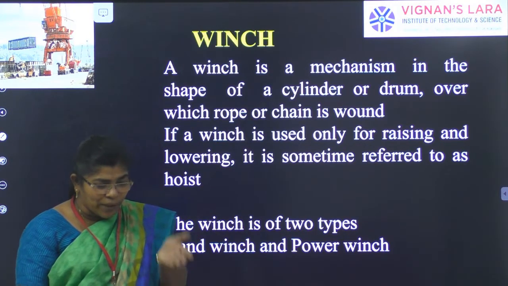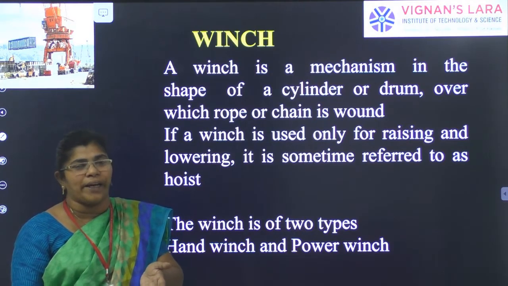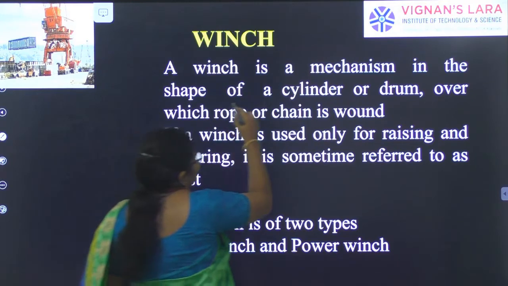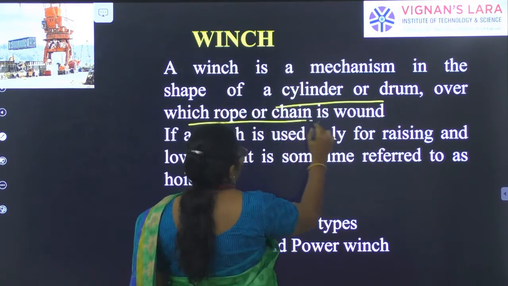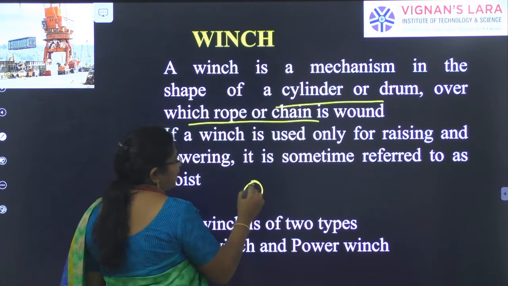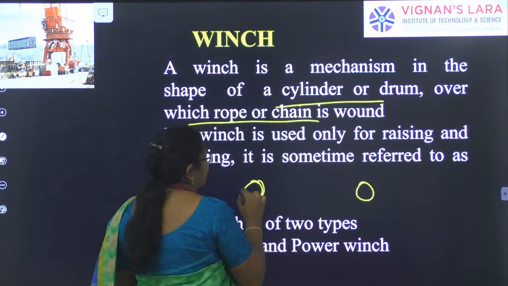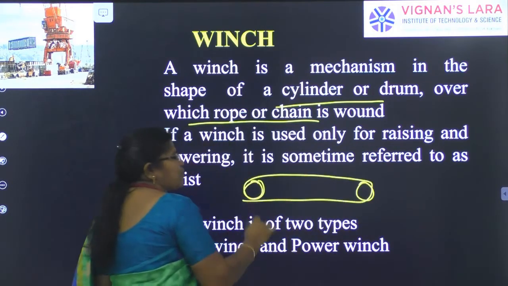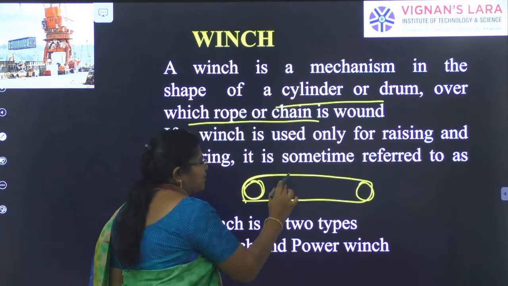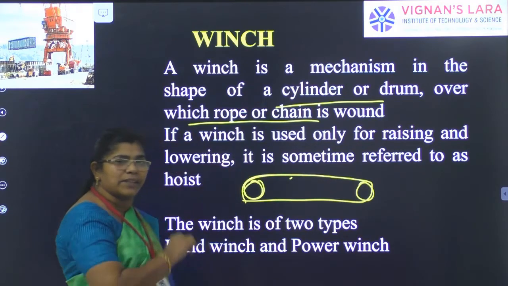So moving to a slopey area, we use winches. It is a mechanism in the shape of a cylinder or drum over which the rope or chain will be wound. Here one end will be there and another end will be there. So here the ropes or the winch will be there. The movement will be like this, depending upon the circular movement.